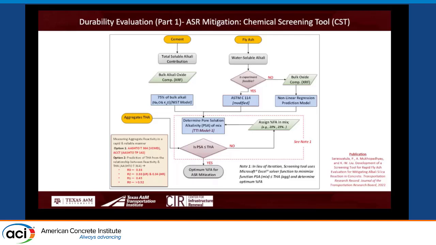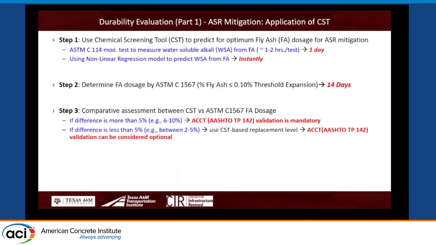So we calculate how much you need to mitigate ASR. This I presented in several conferences. This was accepted in TRR, last year it was published in the TRR journal, so you can go and learn better there. Now, how to use it, what is our approach, performance-based approach for ASR? What we do? We apply the screening tool, right? And then measure how much you need.